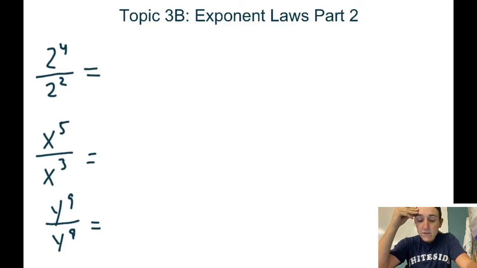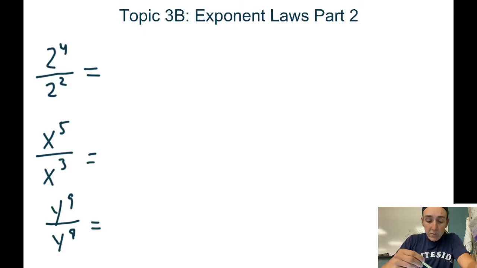Okay, we're back at it now for topic 3B. This is exponent laws part 2. You've probably been waiting on the edge of your seat for the second half of the exponent laws. So here it is. We're going to focus on part 2 on division with exponents, and then what does a negative exponent look like? What does that mean in terms of the actual numbers and how we simplify?